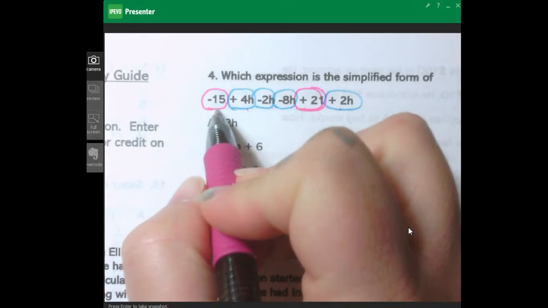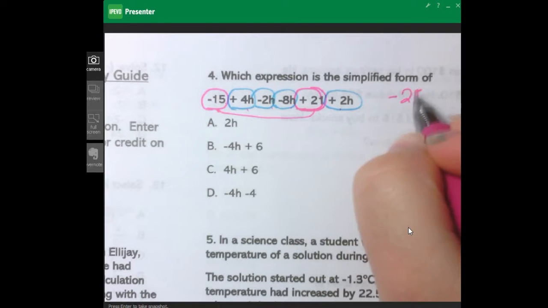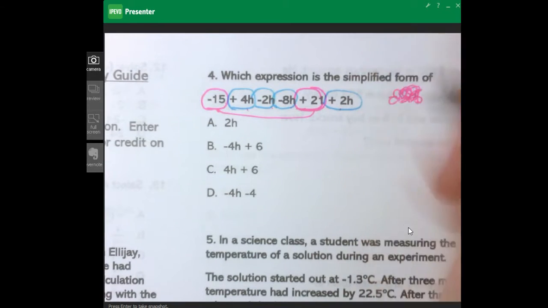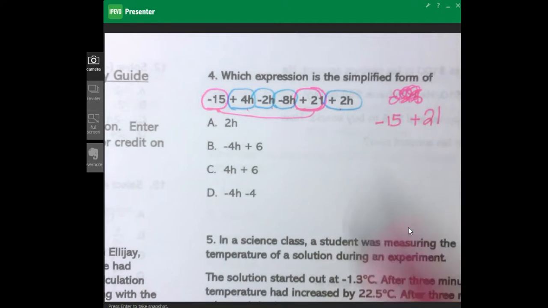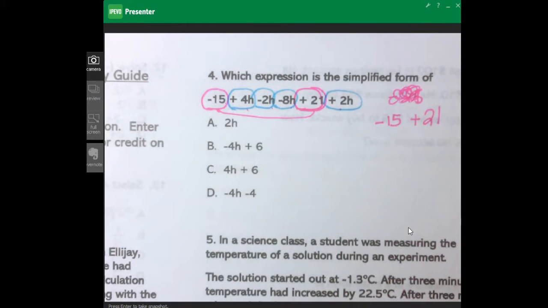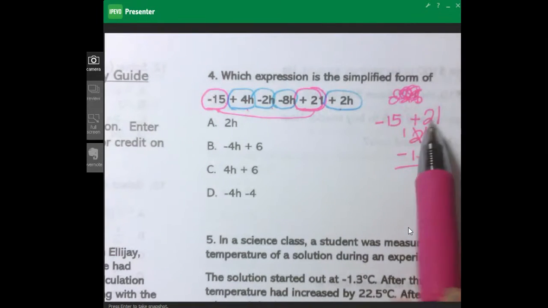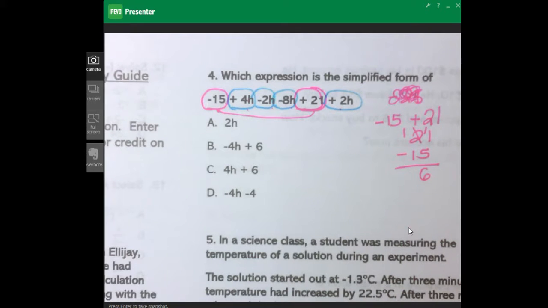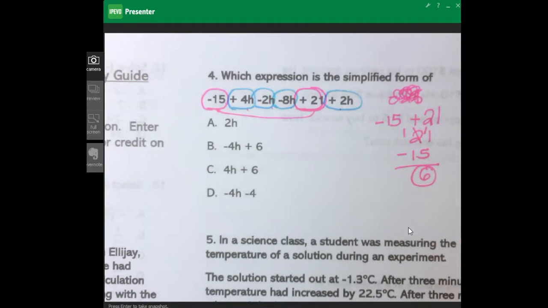I can start here. I have negative 15 and 21. So negative 15 plus 21. Well, I have different signs. So I'm going to subtract and then keep the sign of the bigger number. I'm going to rewrite this as 21 minus 15. Can't take 5 from 1, so I'm going to borrow. 5 from 11 is 6. 21 is the bigger number, and it's positive. So I'm going to have a positive 6 in my answer.